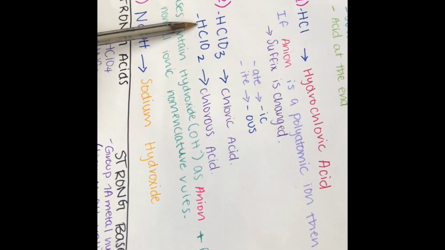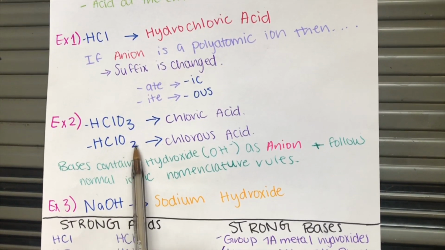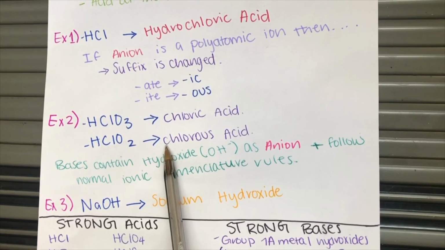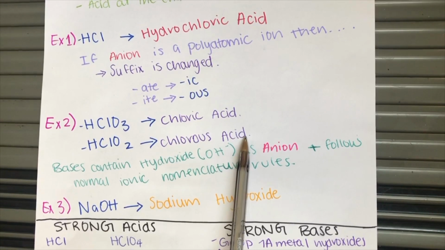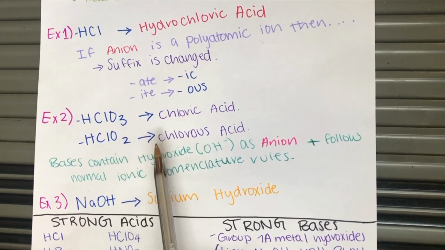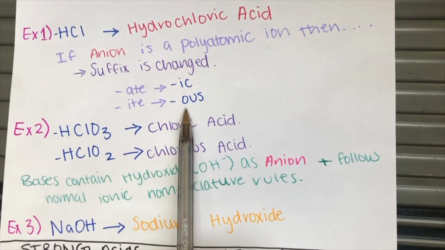So we have HClO2, with a subscript of 2. Well, we will change that to chlorous acid, because the ITE of chlorite will turn to OUS, like it mentions here.